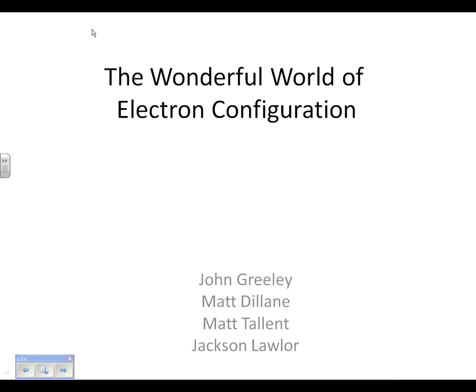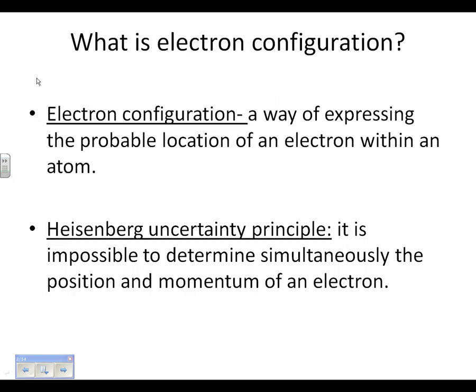Welcome to the wonderful world of electron configuration. Today, we're going to learn how to find out where electrons go without actually shrinking ourselves down and looking. Electron configuration is a way of expressing the probable location of an electron within an atom. Why don't we find out more? Let's jump right into the magical adventure in science!